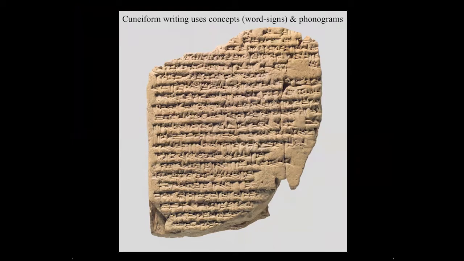So cuneiform, as it develops, becomes used for things beyond administrative records. Things like narratives, like the Epic of Gilgamesh, originally written in cuneiform. Cuneiform is used for a very long time. It actually lasts until about 70 CE. So it begins about 3400, goes through all of its developments, and lasts a little over 3400 years. So our last written record is actually from under the Romans, written in cuneiform.